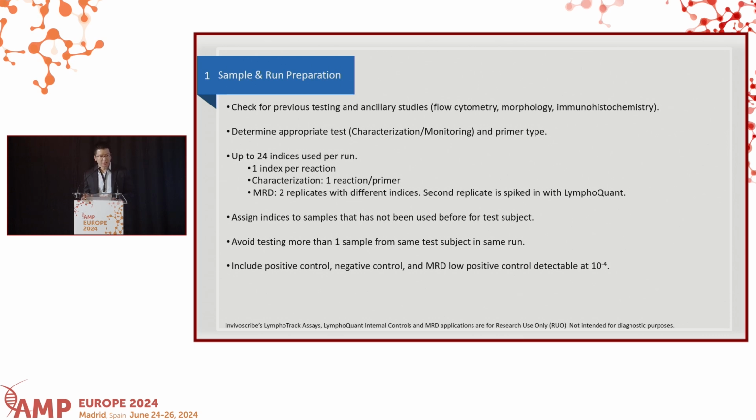Then you assign indices to samples that have not been used before for the test subject to prevent crossover contamination between runs. You avoid testing more than one sample from the same test subject in the same run to prevent barcode hopping. Then you can include a positive control, a negative control, and an MRD low positive control with a sequence that can be detectable at 10 to the negative 4.